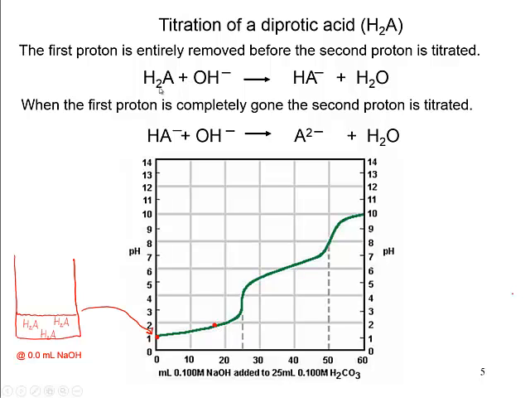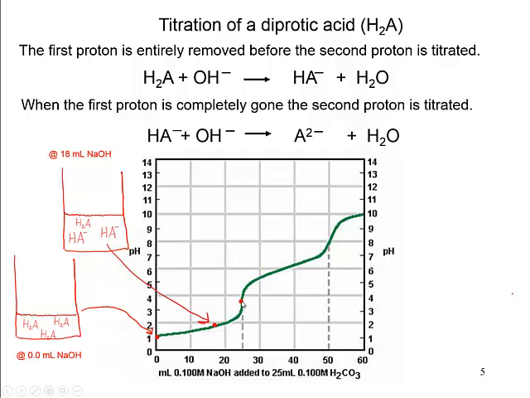The first reaction is the only reaction occurring, and we'll draw the picture at 18 milliliters of sodium hydroxide. At this point, we are well into neutralizing much of the H2A in solution and producing HA minus. So we still haven't neutralized all of the diprotic acid, but we're now building up the conjugate base of the first step.